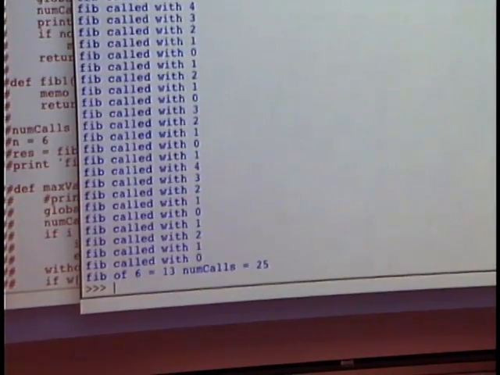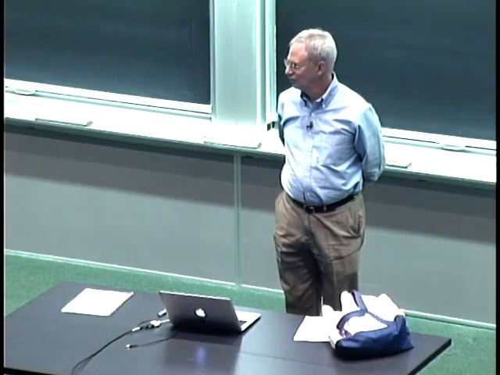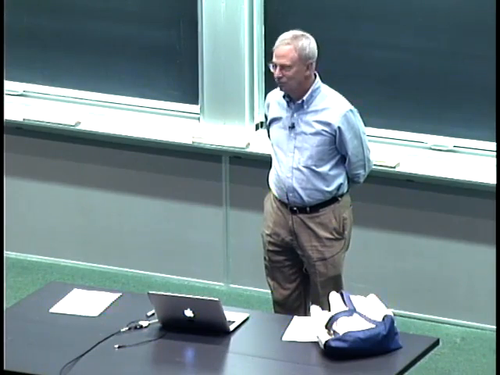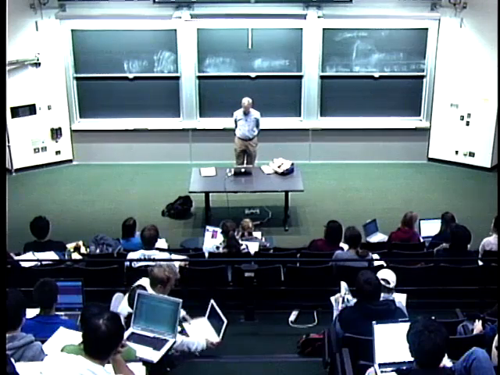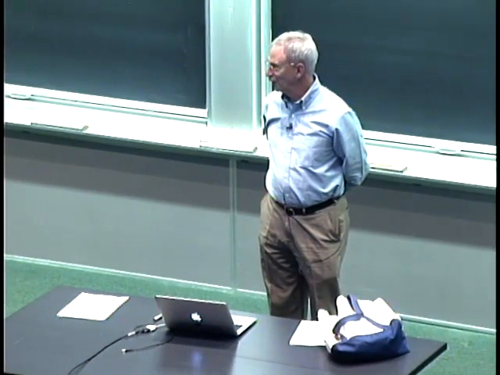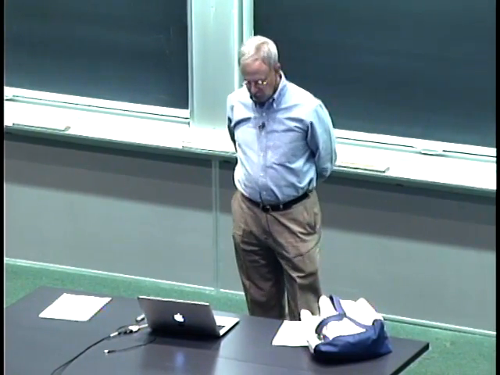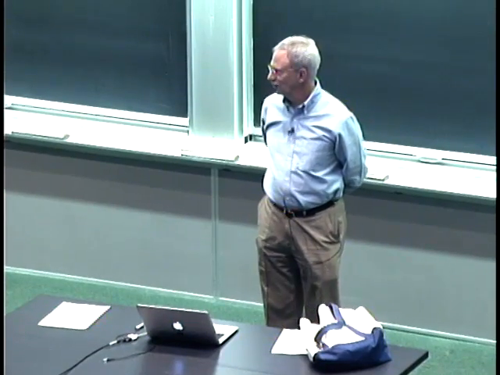We feel better about this? We like that answer? Yes? No? What's the answer, guys? What should Fibonacci of 6 be? I think that's the right answer, right? Okay. So what do I want you to notice about this? I've computed a value which is 13, and it's taken me 25 calls, 25 recursive calls to get there.